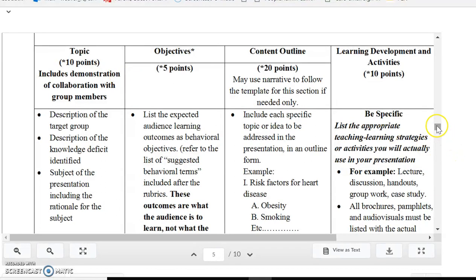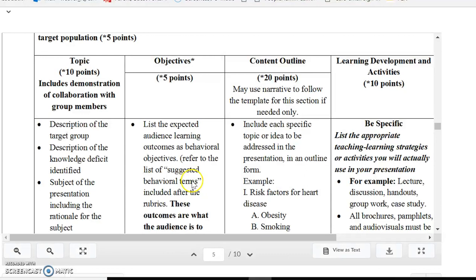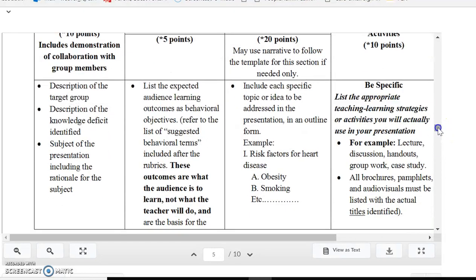Well, actually, before we get to that, in this first part, you're going to describe the site where you're going to do the presentation and what your advertising or communication plan was to let people know that this teaching opportunity is coming up. And then you identify the topic, and here you're going to describe the target audience, what you think the knowledge deficit is, and what the rationale for why you chose your topic, essentially.